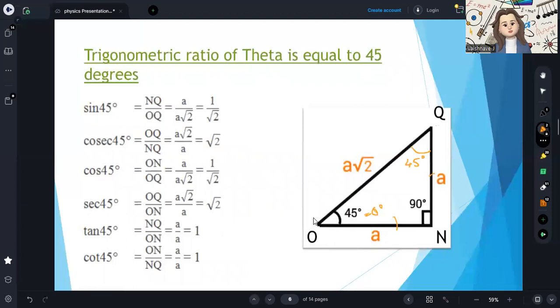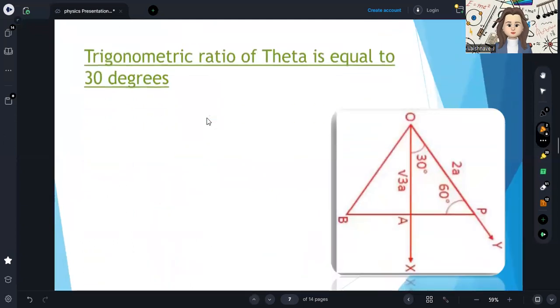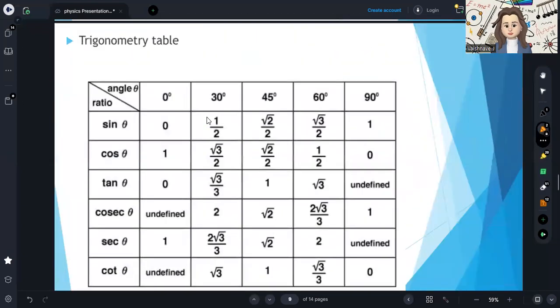Now, sine 45 is equal to opposite by hypotenuse. Opposite a by hypotenuse a root 2. Now, a gets cancelled, so you'll have 1 by root 2. Like that we have done for the rest. I'll show you this one, and we'll find out the rest. Clear? This is done. Using the same formula, you find cos and tan, etc. Then it is your homework to find for 30 degrees, where the diagram is given, and 60 degrees.